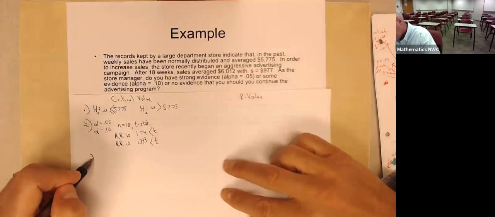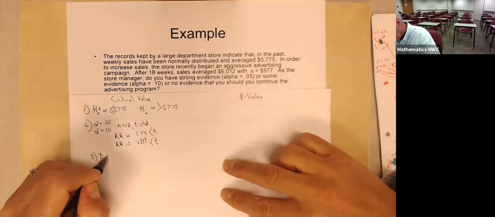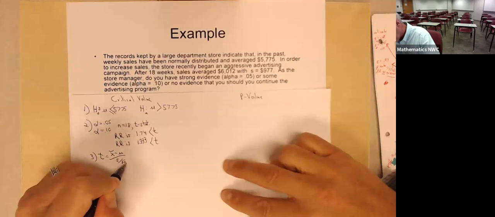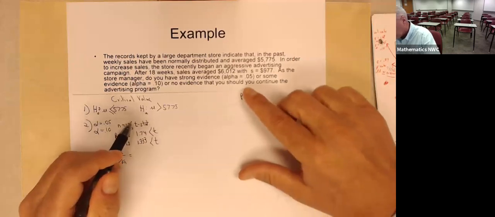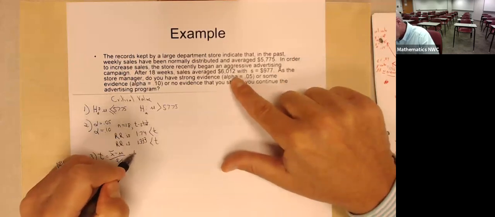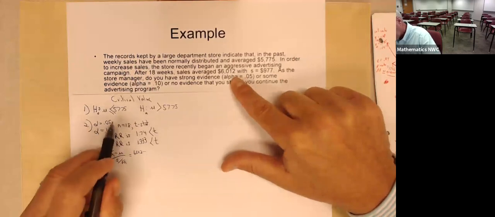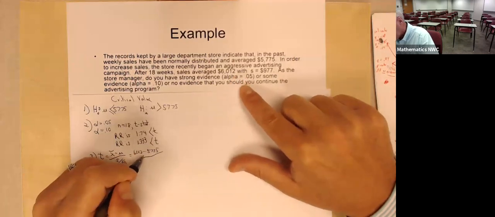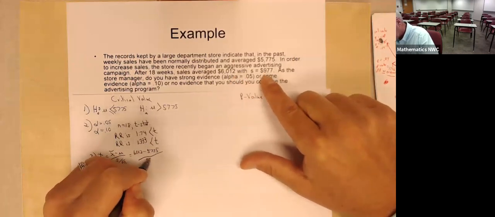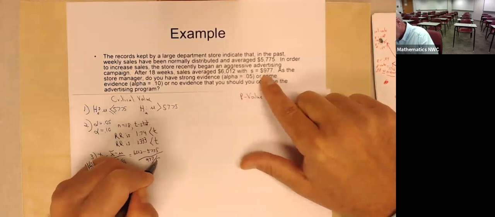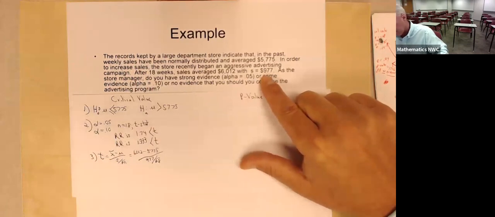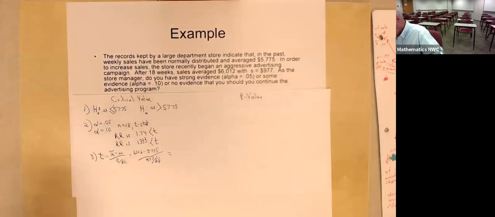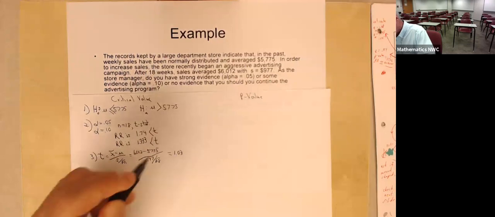Then I calculate my t. Same old formula here. My sample mean was 6,012. Hypothesized mean 5775. Standard deviation 977 divided by the square root of 18. Turns out that that t-score happens to be 1.03.